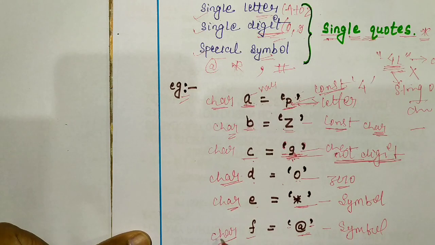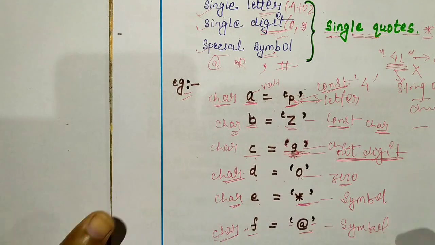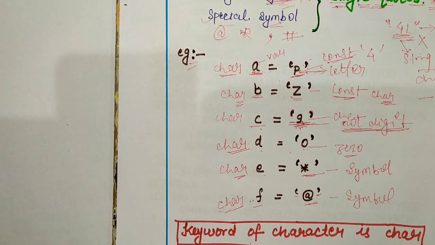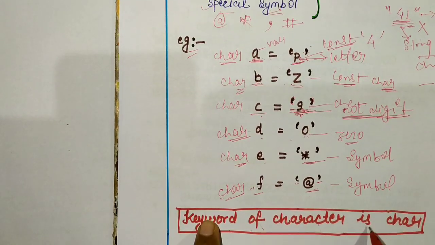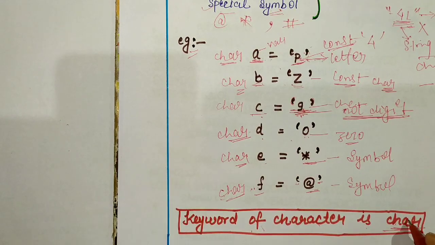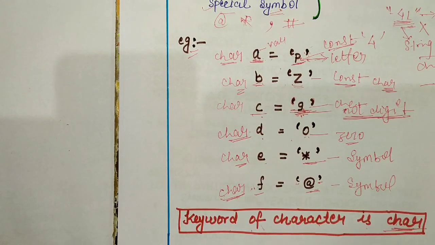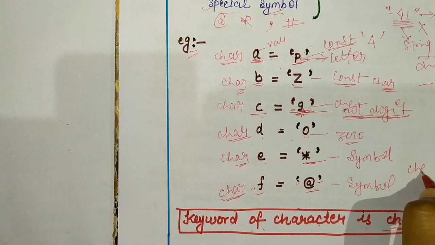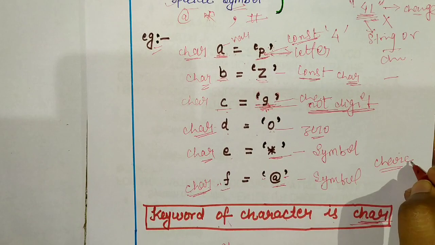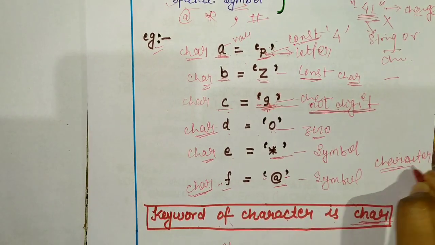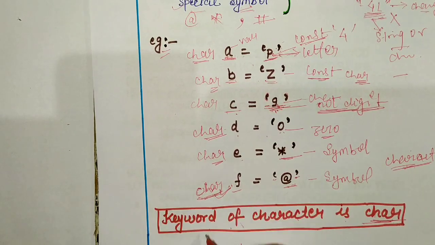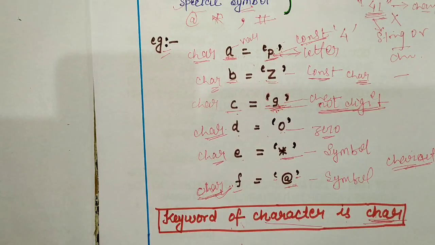Why do we write only char? Why can we not write character? Because the keyword of character is char, that means character in small letters. So we only write char. If we write the whole word character, this is an error. You can only write char. The keyword of character is char.